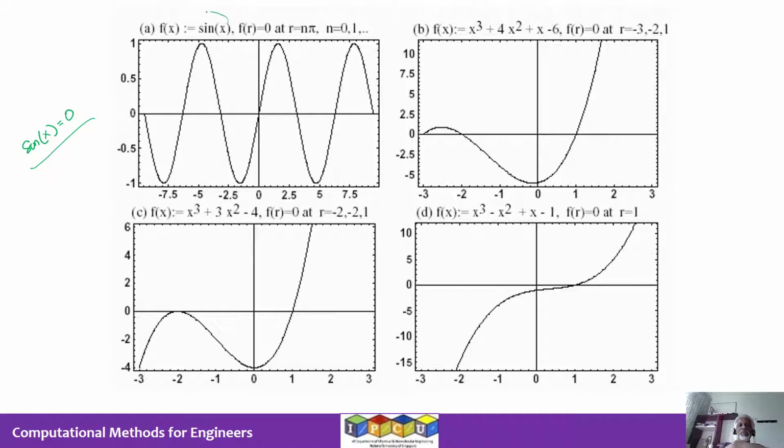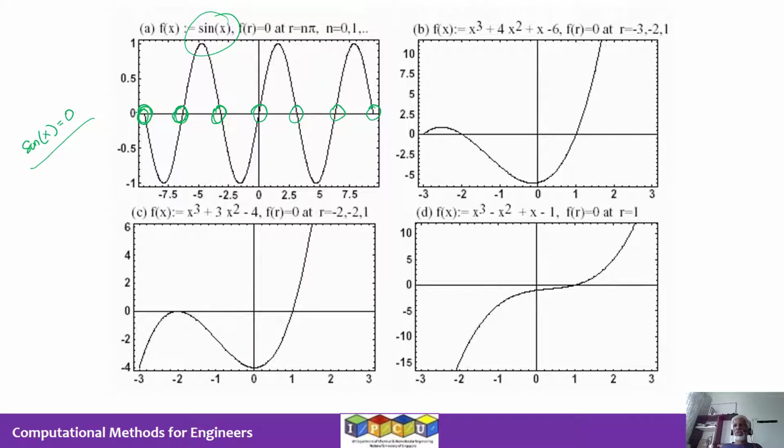So this very simple nonlinear equation has an infinite number of roots. That is why, when you sketch the function, it cuts the x-axis at these multiple points, at 0 and at pi, at 2 pi, at 3 pi, minus 2 pi, minus 3 pi, etc. So a nonlinear equation can have infinitely many solutions. If you look at panel B, it's a third order polynomial in x.